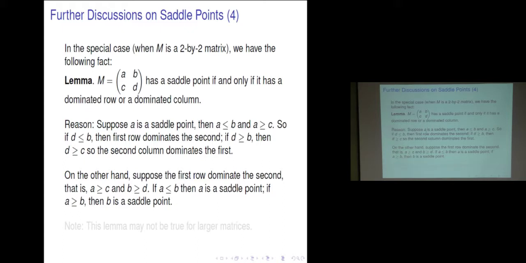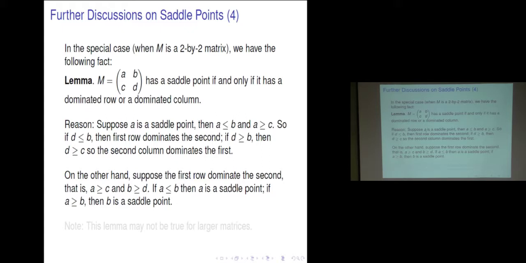The first case is A less than or equal to B. If A is less than or equal to B, good. A is a saddle point because A will be the minimum in the first row, but the maximum in the first column. Because A is less than or equal to B, it is the minimum in the row. A is bigger than or equal to C, so A is the maximum in the column. So A is a saddle point. Now the other way: if A is bigger than or equal to B, I claim B is a saddle point.